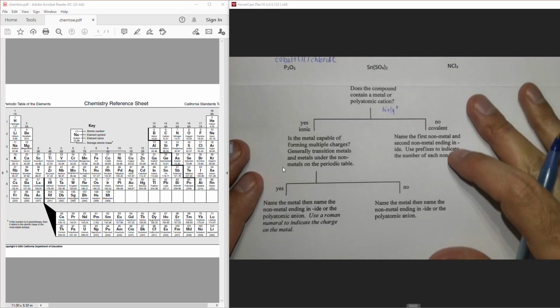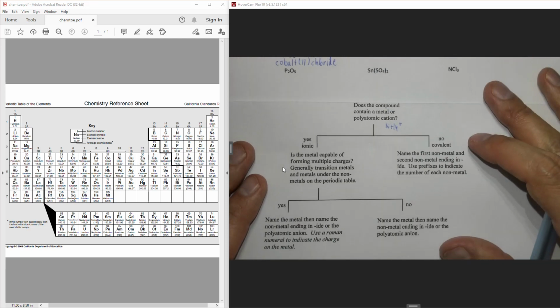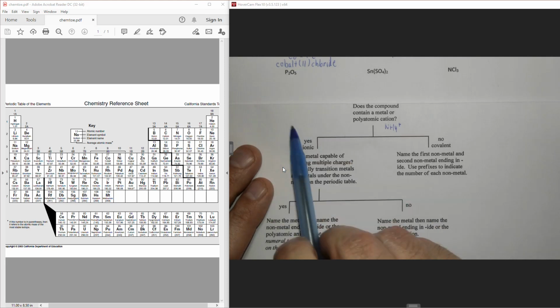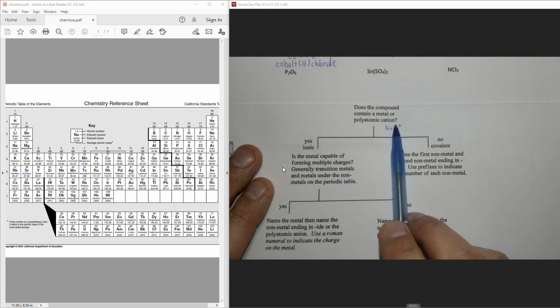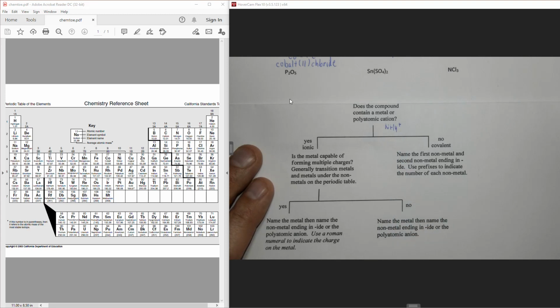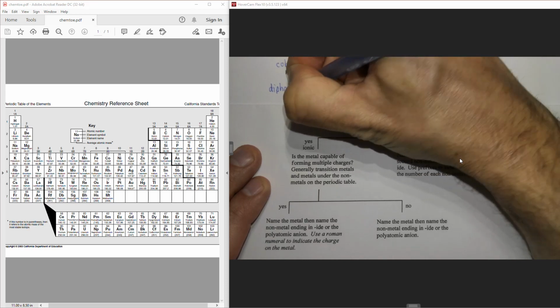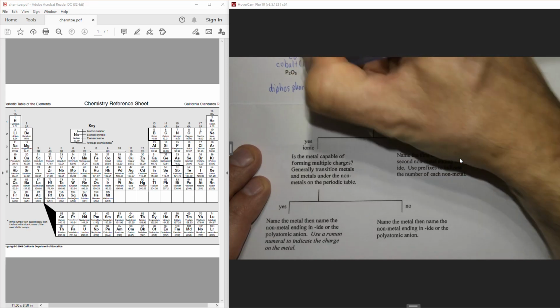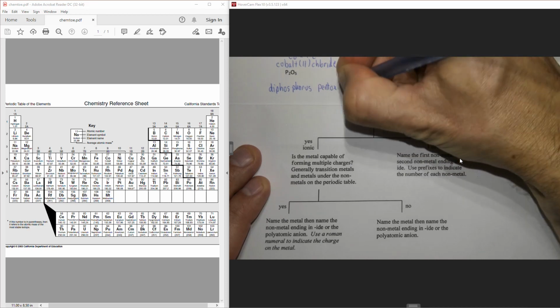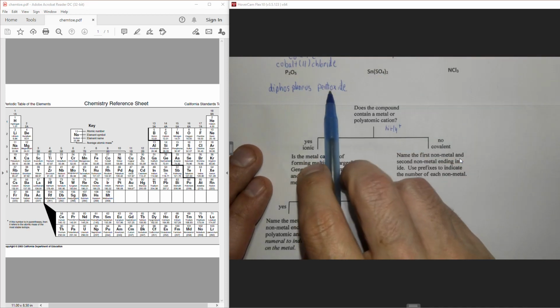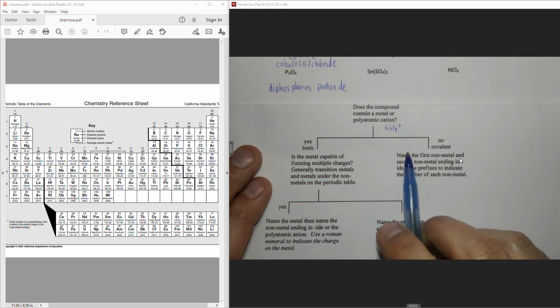Let's look at the next group. All right, we've got P2O5. Does the compound contain a metal or a polyatomic cation? It certainly doesn't contain ammonium. Is phosphorus a metal? If you're not sure, find it on your periodic table. It's right there. So this is a covalent compound because it doesn't contain a metal or ammonium. So here we're going to use the prefixes. This is diphosphorus pentoxide. Technically speaking, you don't want to put pentaoxide. It's pentoxide, but that's not a big deal.